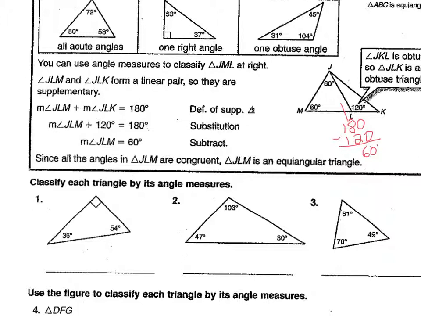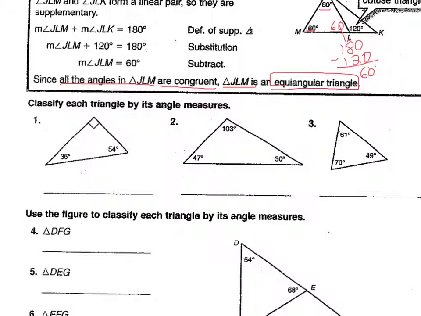So sometimes you're going to have to find the missing angles to classify the triangle. And in that case, that's an acute triangle. So here it says, since all the angles are congruent, then the triangle JLM is an equiangular triangle because they're all 60. 60, 60, 60. So it's not only equilateral, it's not only an acute triangle, but it's a special triangle. It's an equiangular triangle. So let's go over the examples.